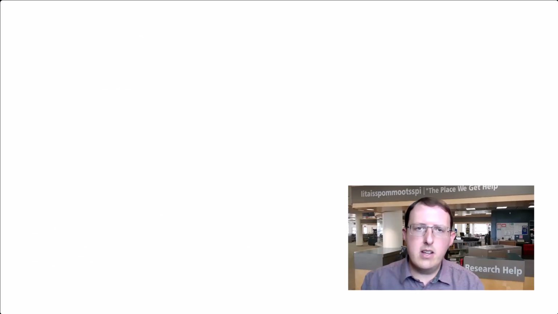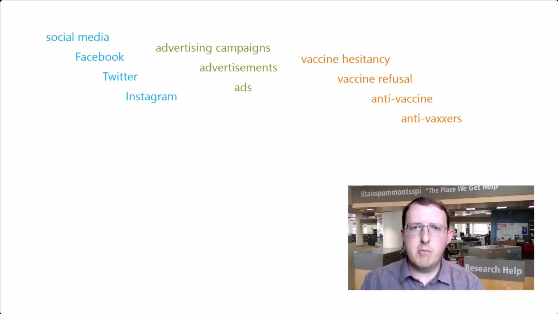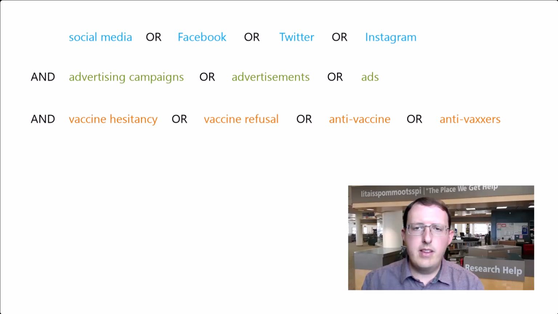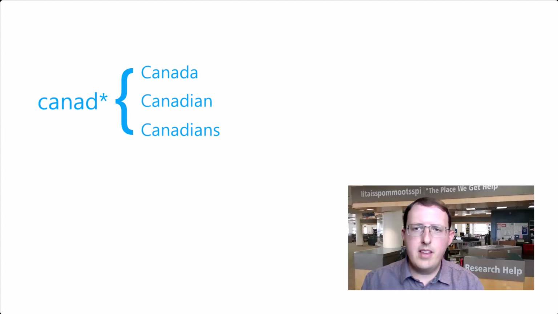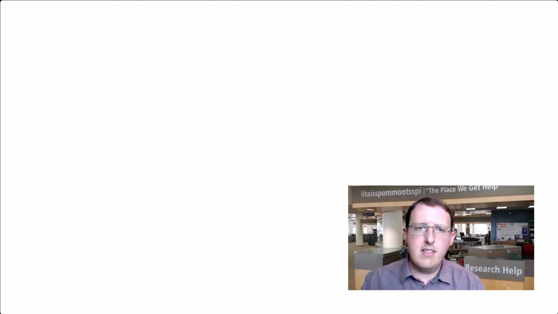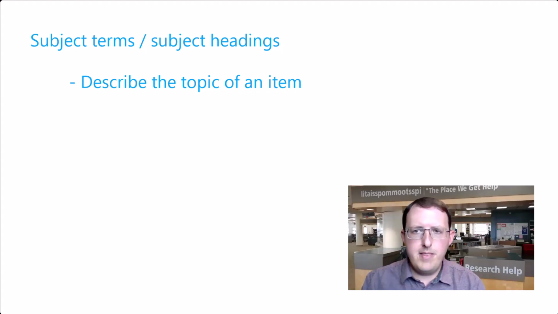In other videos, we talked about addressing this problem by listing synonymous and like terms and incorporating them into our search using the Boolean operator OR. We also talked about casting a wider net with your search using techniques such as truncation. But in many databases, there is another way around this problem: subject terms. Subject terms, also called subject headings, are words that describe the topic of an item.